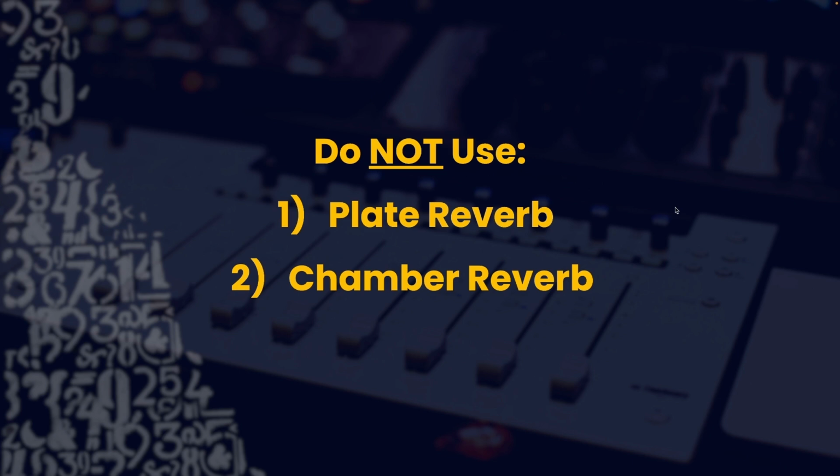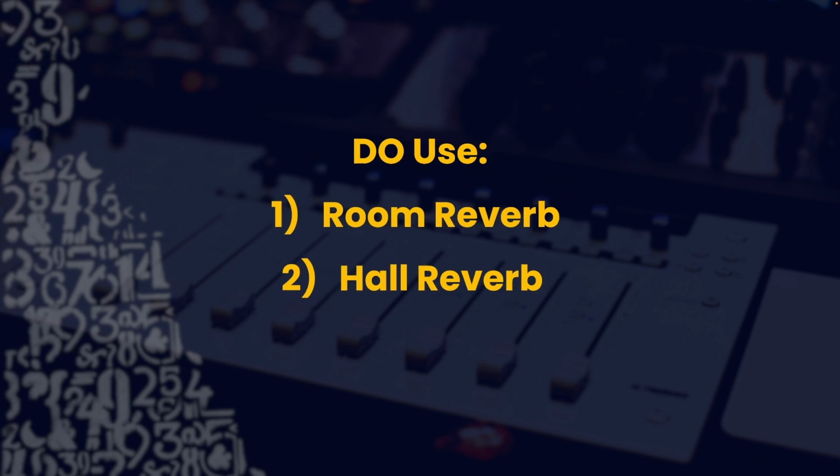Reverbs that you do not want to use in this case are plate reverbs or chamber reverbs. Again, because these don't have early reflections, part of the whole point of adding this room reverb is to make it sound like it's in a real room, in a real space. And so these would actually not benefit us because they don't have those early reflections, and therefore they don't actually emulate a real space.